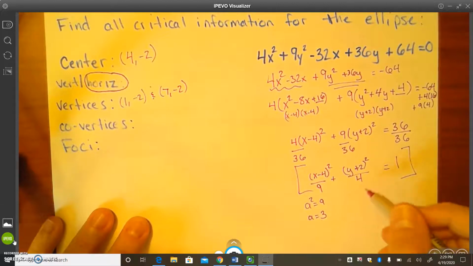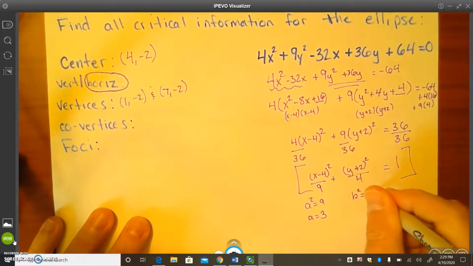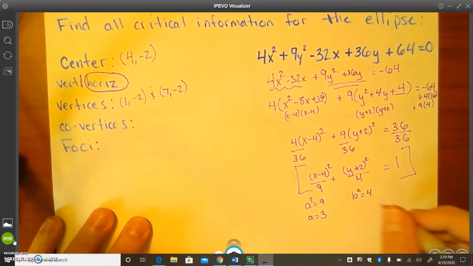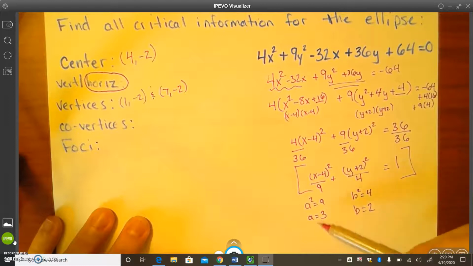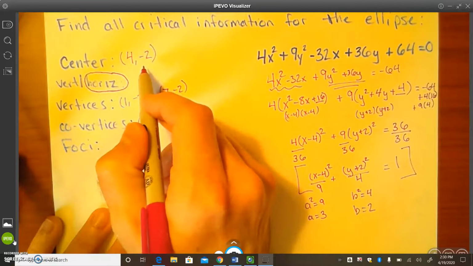Well, that's where my b term comes into place. So I'm going to look at the smaller denominator now. B squared equals 4, which implies b equals 2. Now, because I already moved horizontally to get to the vertices, your co-vertices are going to be vertical from the center. So this is the other direction we're going to move in. So this is going to affect the y coordinate this time. I'm going to go up and down 2 units from my center again.